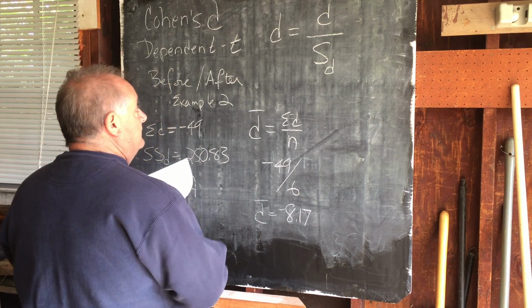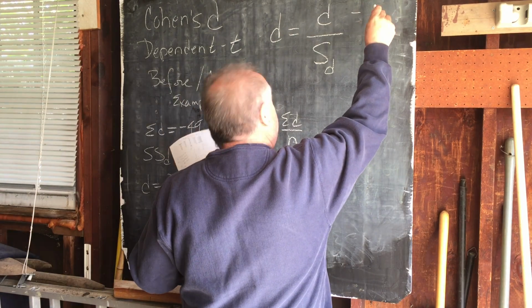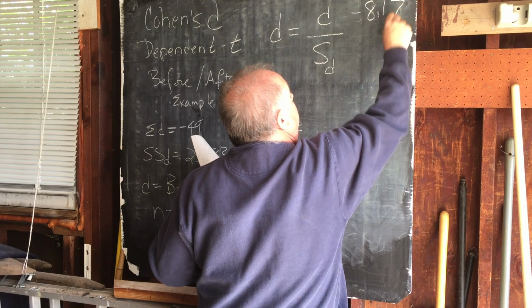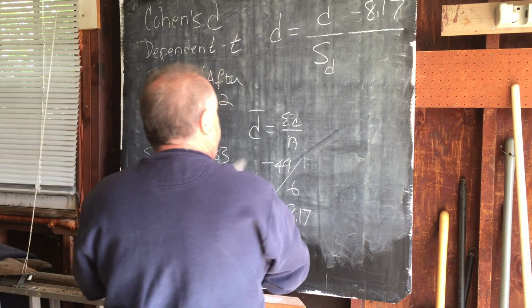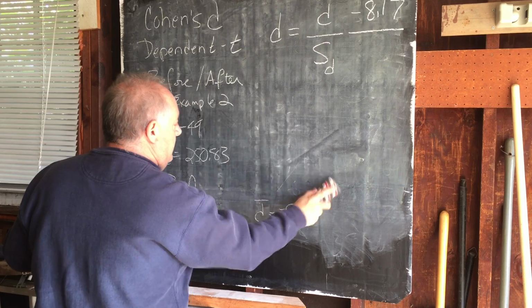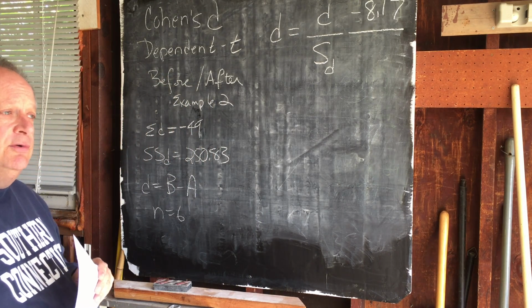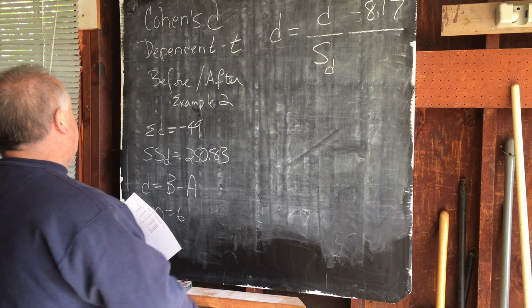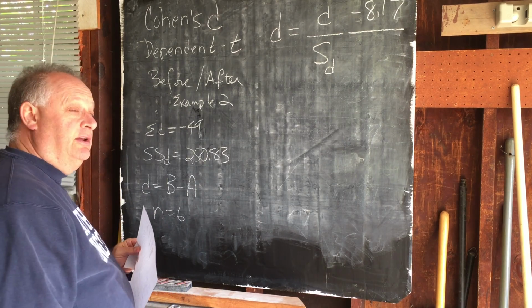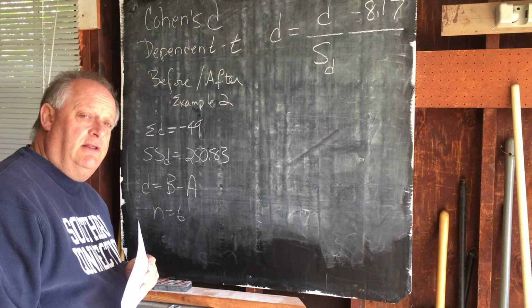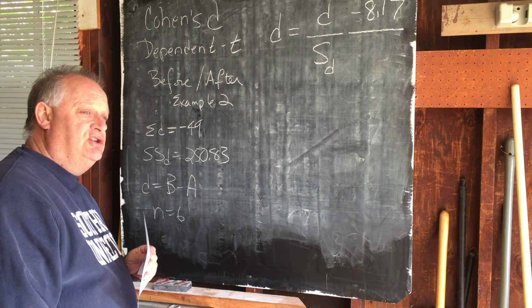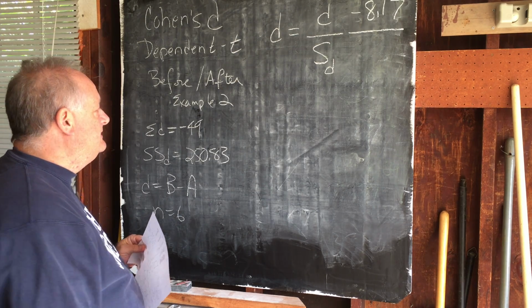So that mean difference goes here, negative 8.17. And divide that by the standard deviation of D. Well, this is where this test is very similar to a single samples test. We have a set of D scores. It's really no different than what we did with means and standard deviations in the first exam.